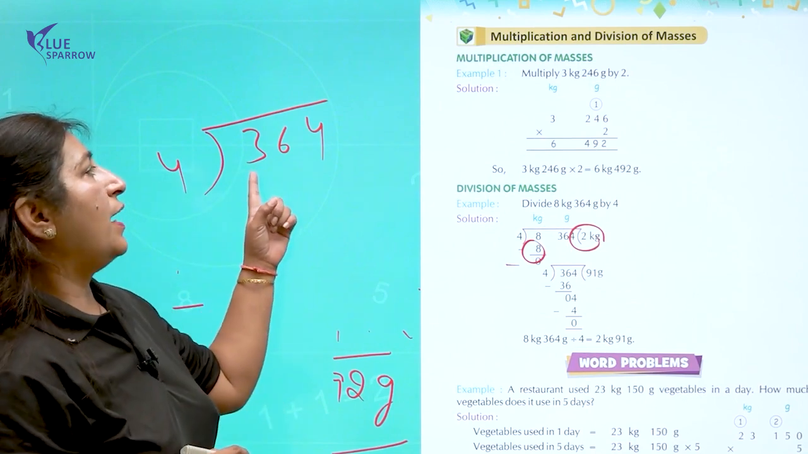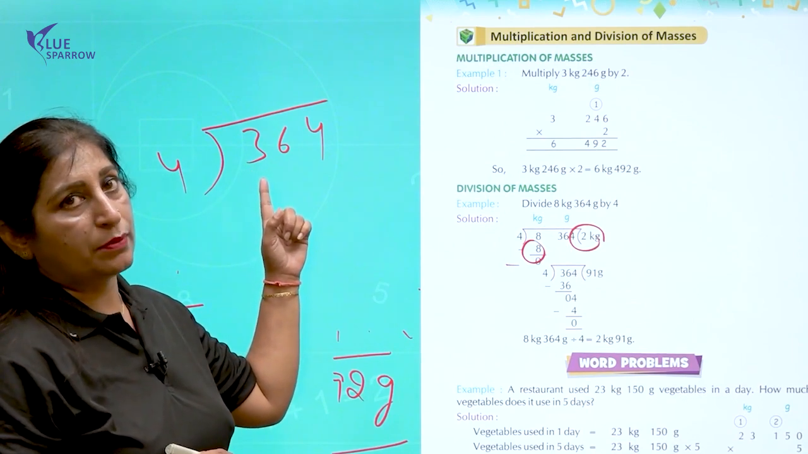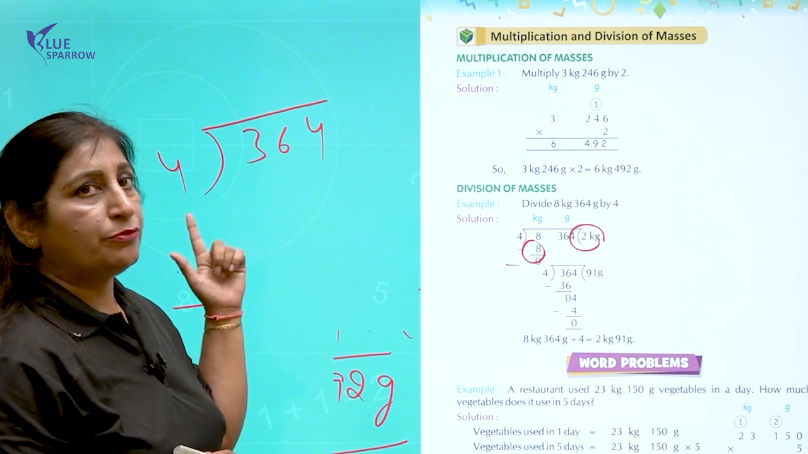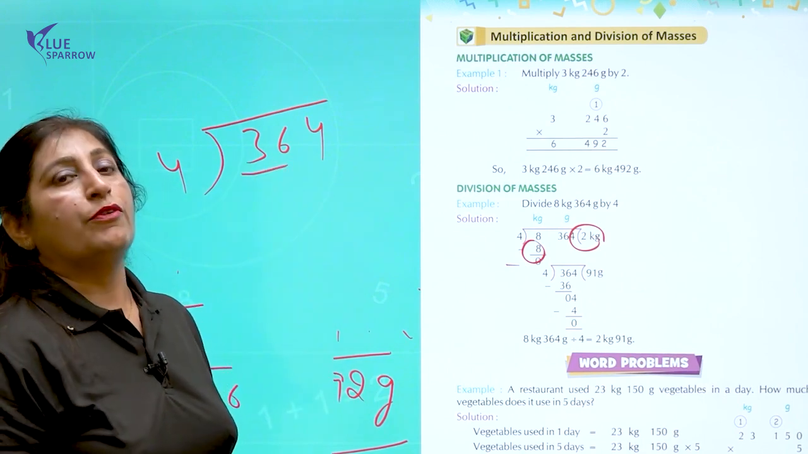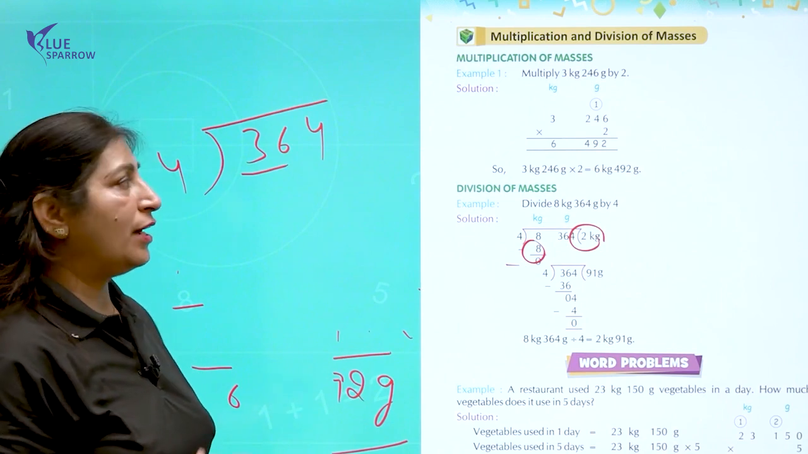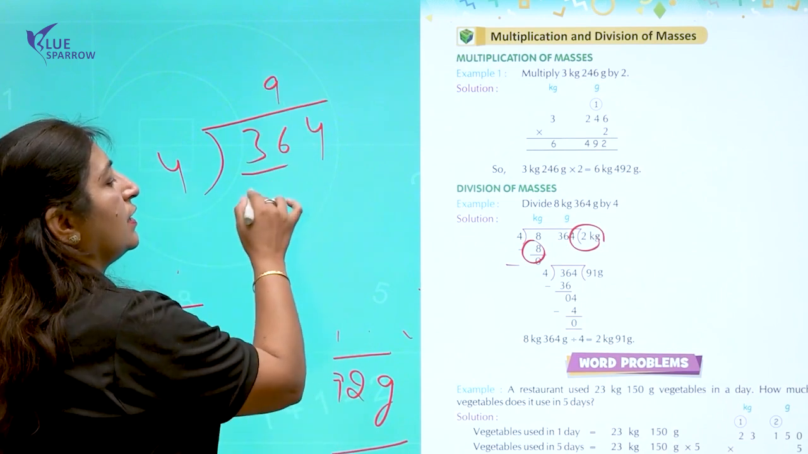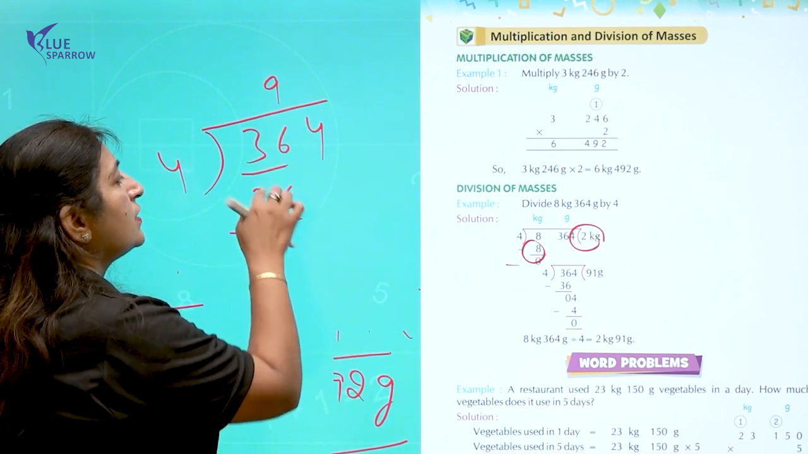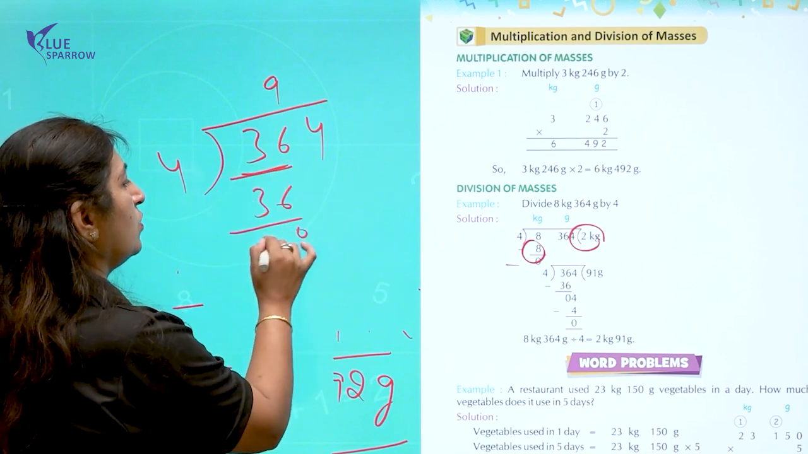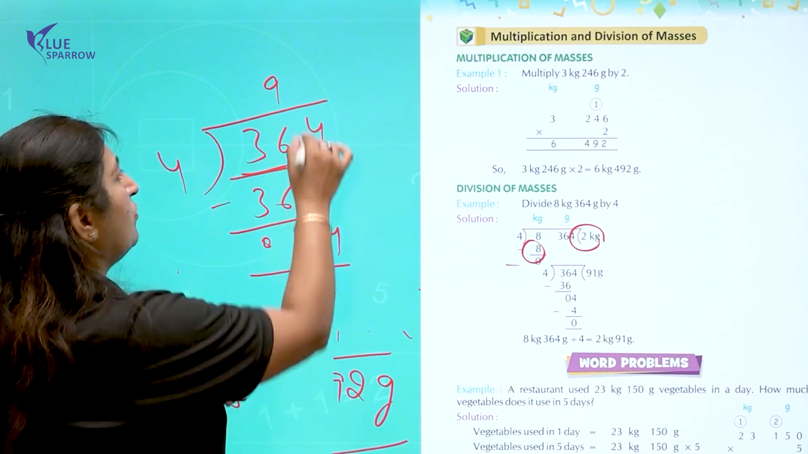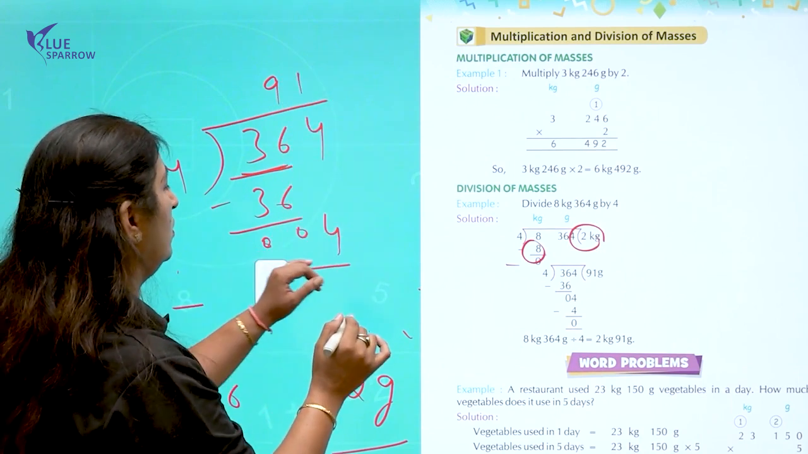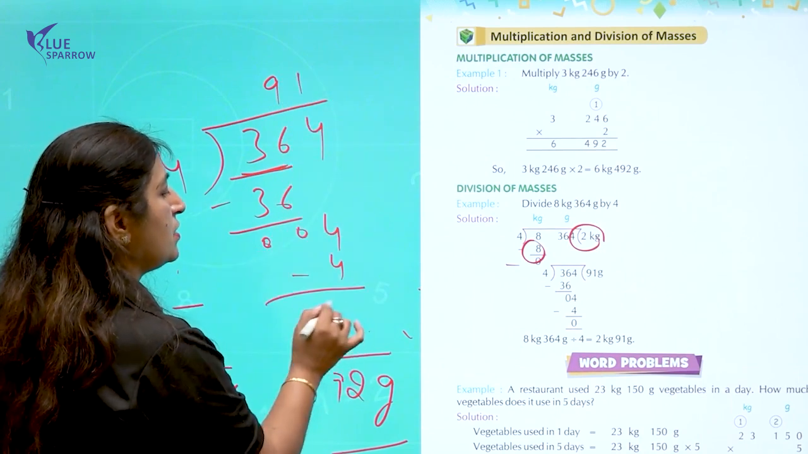Firstly, we try to divide 3 by 4. It is not possible because 3 is smaller than 4. So we would consider the digits 3 and 6. We would try to divide 36 by 4. And you know that 4 9s are 36. 36 minus 36 gives us 0. And 4 is brought down. You know that 4 1s are 4. 4 minus 4 gives us 0.